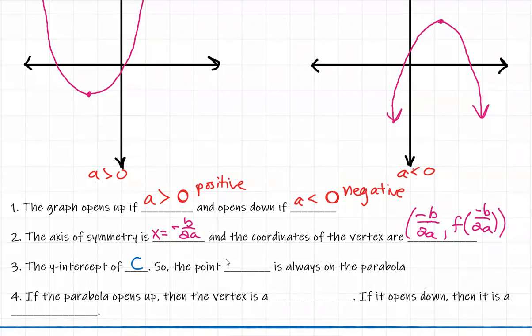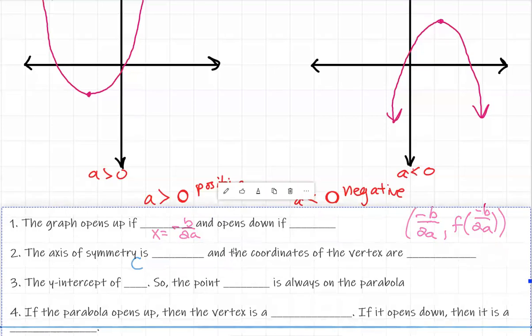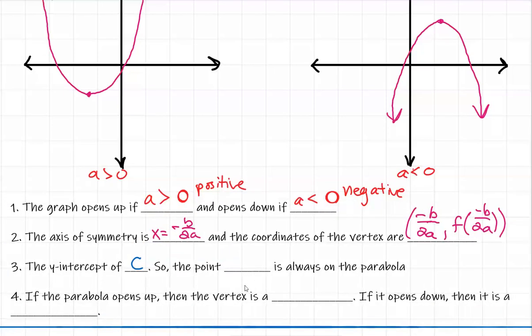Okay, so then that means that, oh crap. There we go, okay. Almost broke everything. That means the point 0, comma c is always on the parabola. And then we have one last characteristic.